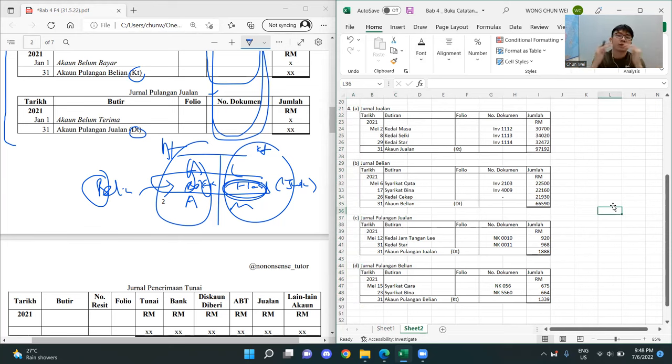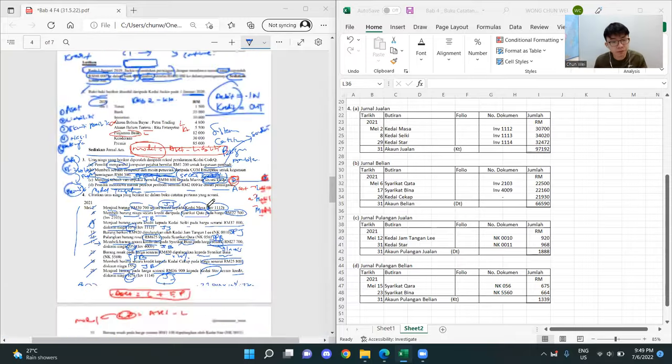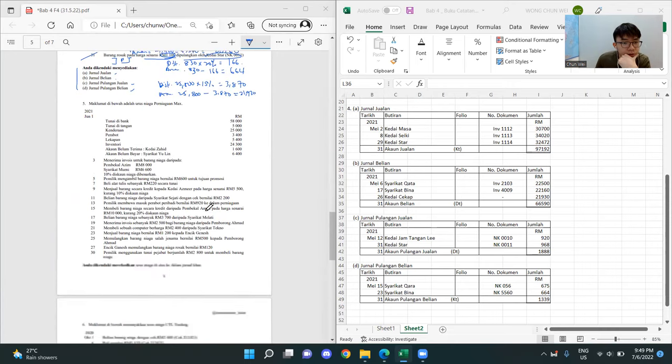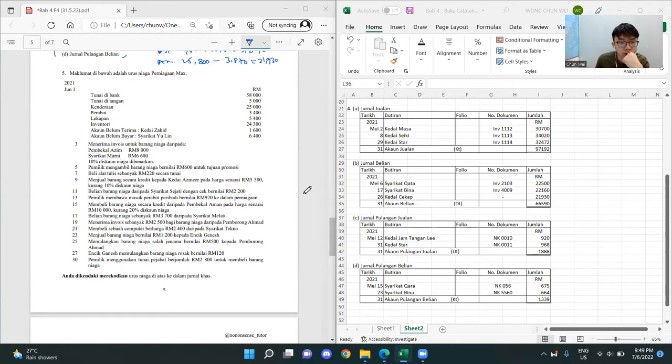Okay, so for those that have done this part, give me a done, D-O-N-E, in the chat box. Let's see what's done. Wow, so fast. Okay, so for those that haven't done, quickly do it, finish it. And if you think you can't finish it by now, just screenshot it, all right?